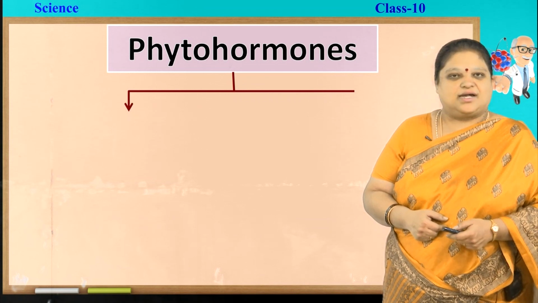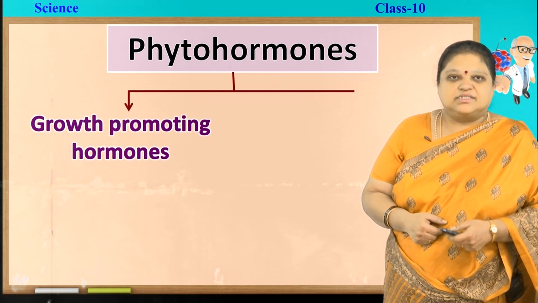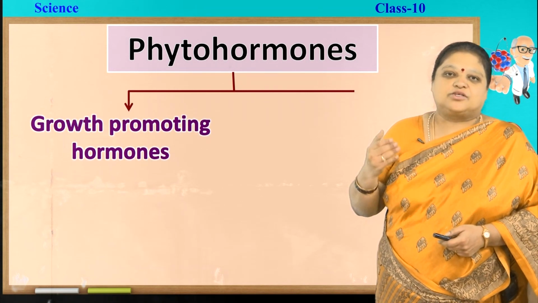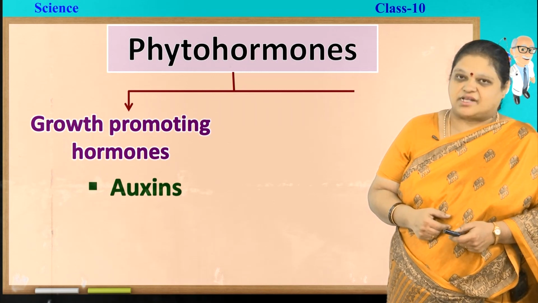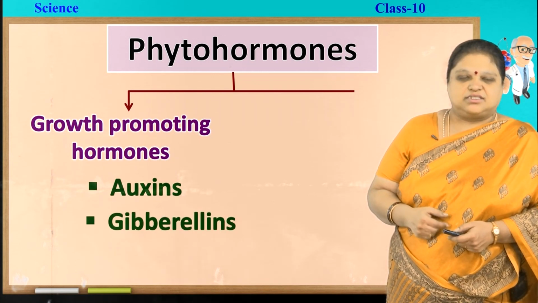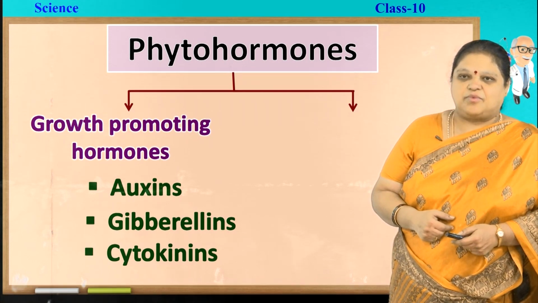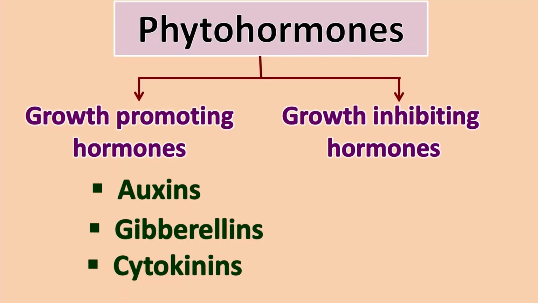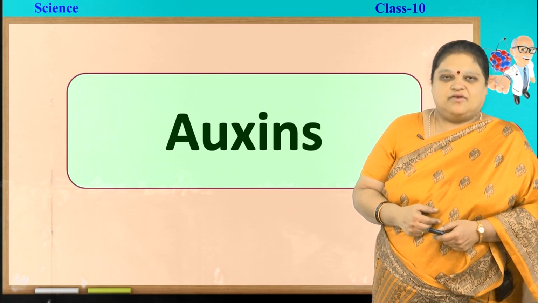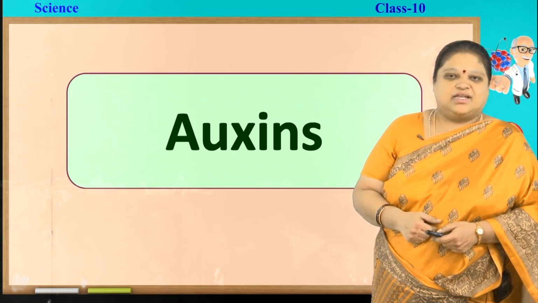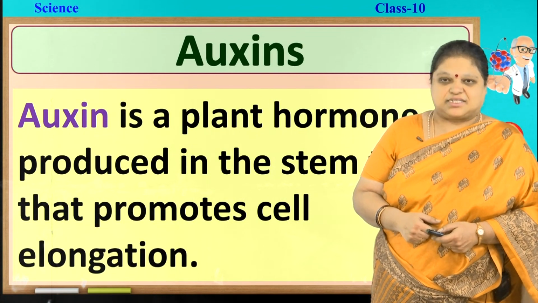Plant hormones are basically two types. Some help in growth promotion. Let us see which are they. They are auxins, gibberellins and cytokinins. Whereas there are some hormones, they are the inhibitors and you call them abscisic acid. Let us see how each one of them functions. First one is auxins. Let us see what is its action.